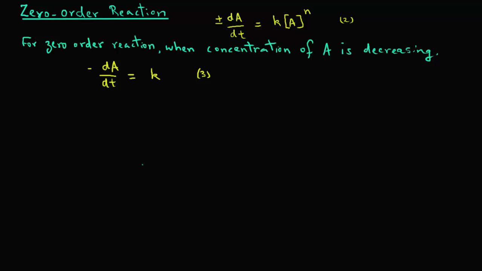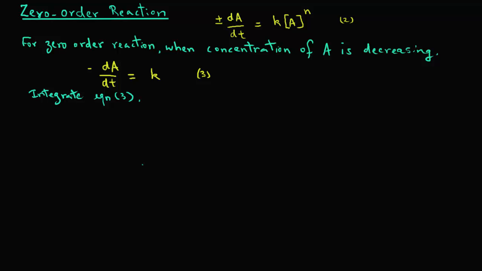So k times 1 will be k. So on the right hand side we have only the rate constant k. And that is our equation 3. So next we will convert this differential equation 3 into a more useful form by integrating it.